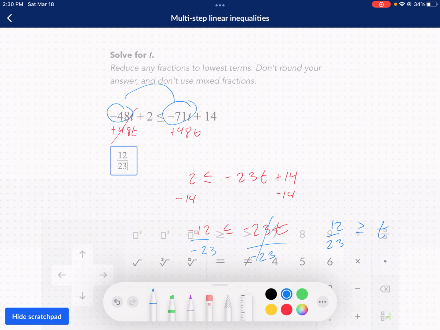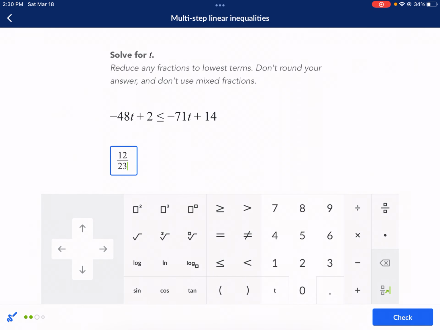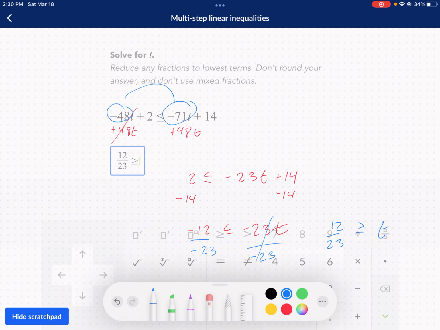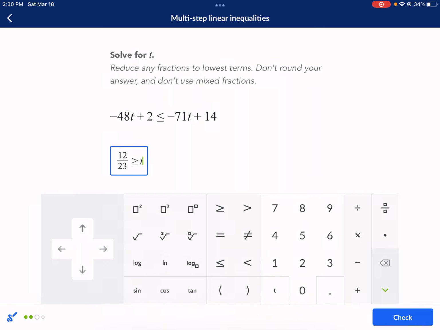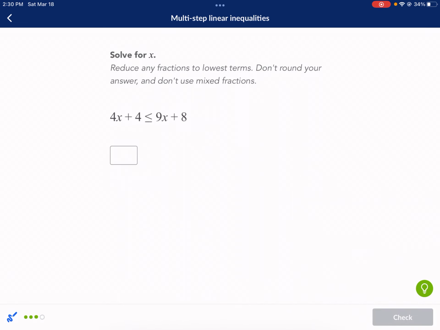And then we have greater than or equal to. Where's that button? Right there. Whoops, I forgot to move it over. Greater than or equal to, and then t is by itself. And let's check it. All right, cool.